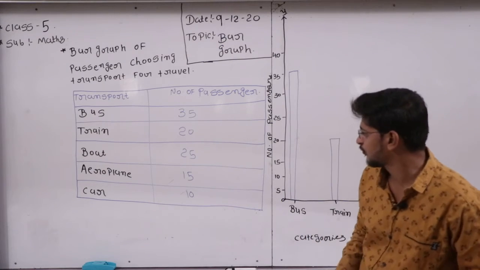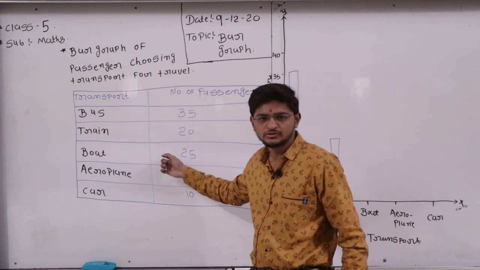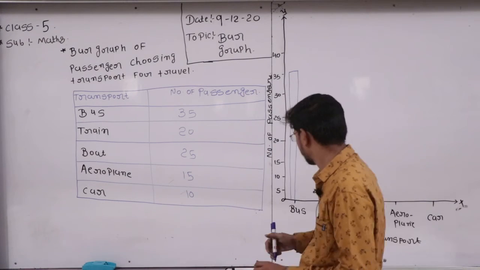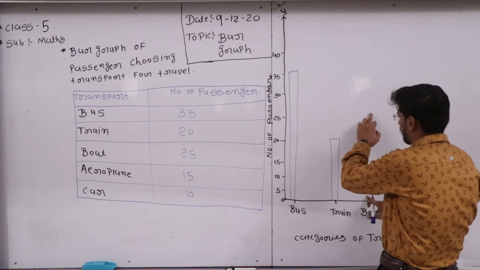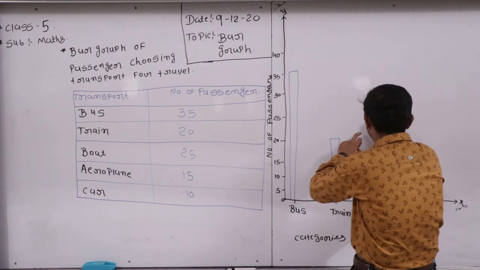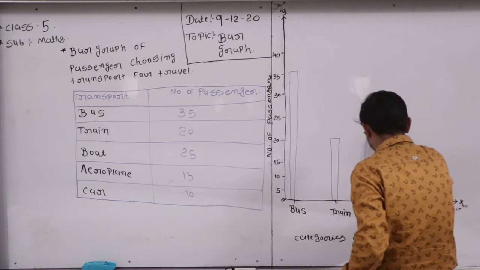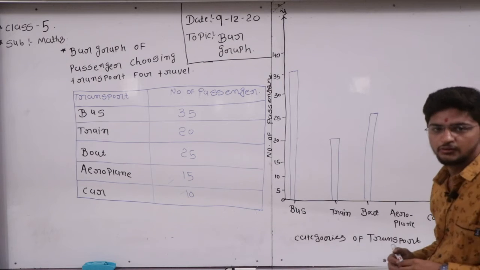Next category is boat, and how many passengers take it? 25. So find the boat on the x-axis and find 25 on the y-axis. So it is our boat here on the x-axis and 25 is here on the y-axis. So now draw here our bar graph for a boat. So we draw a bar graph for a boat.